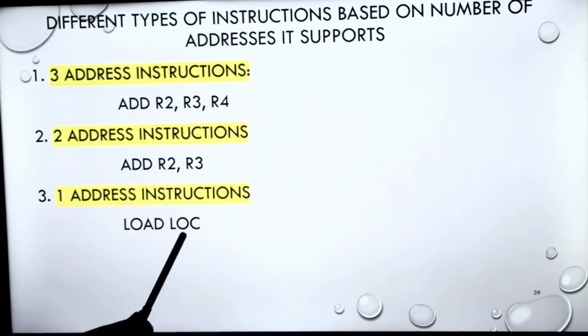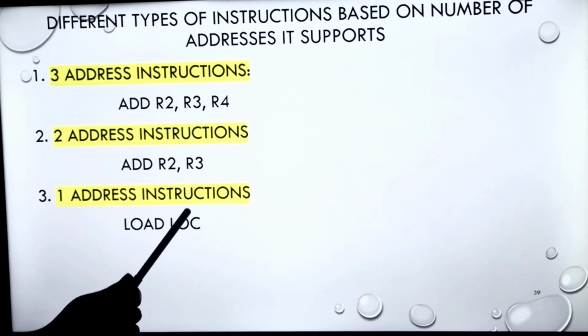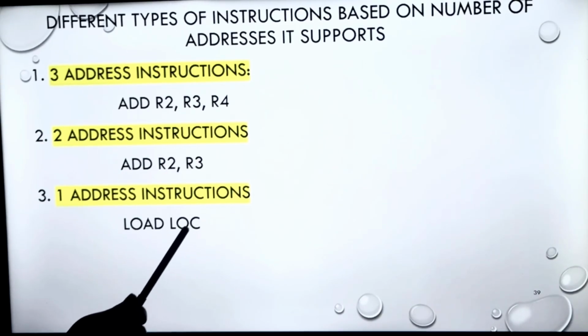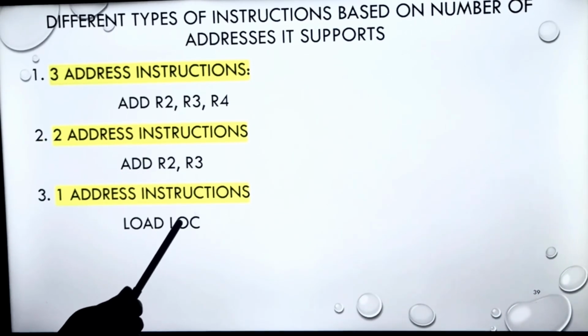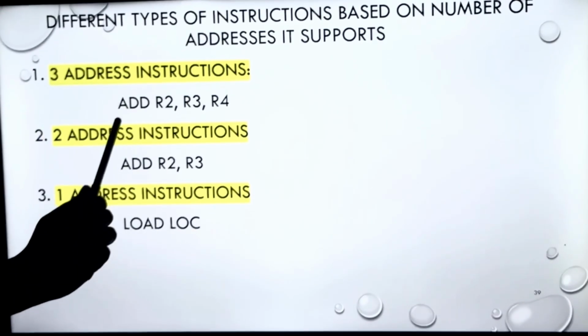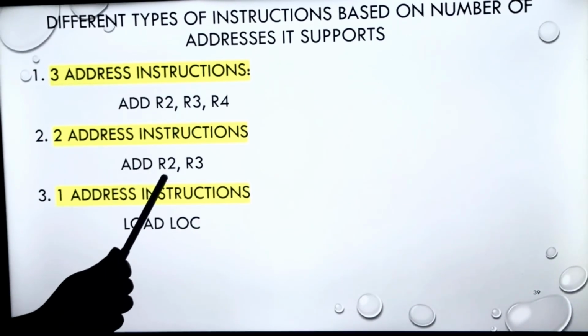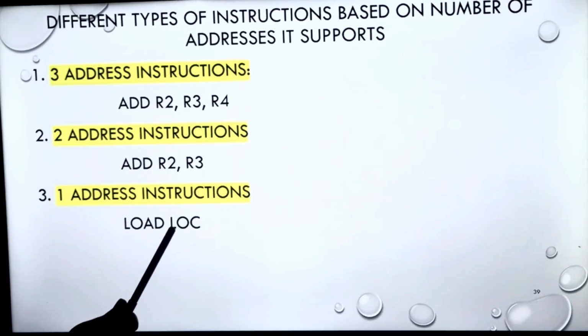You can take a register also. What am I doing? Load LOC. I'm loading something from where? From this location LOC. I don't know this address, it is any address from my main memory. Now, if you see the previous instructions, we know where to store, right? Here I am storing to R2, here also I am storing to R2. But here I don't know where to store, right?